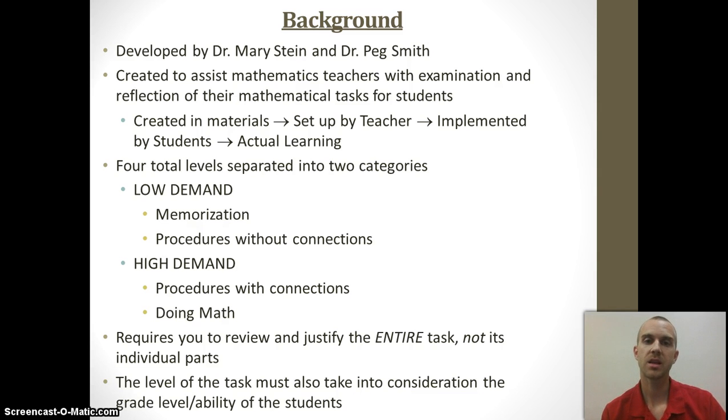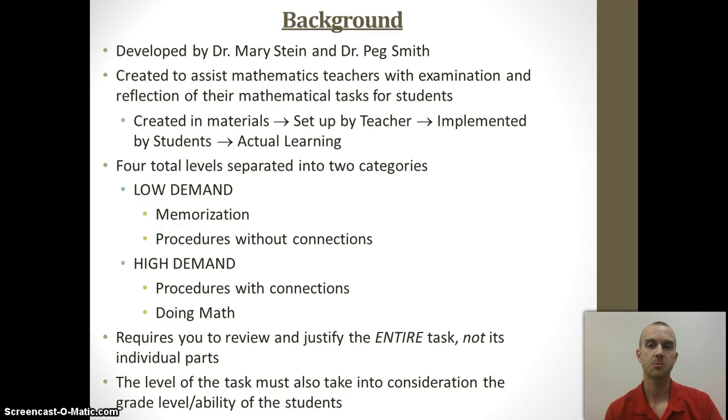So when we look at the levels of cognitive demand, there are actually 4 different levels separated into 2 specific categories. There's the low demand, which goes from memorization to procedures without connections, to the high demand, which are the procedures with connections and doing math.